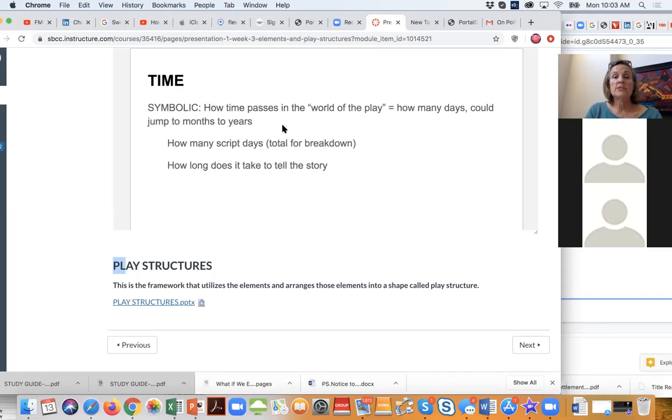How much time passes in the world of the play to tell the story, which could be years. How many script days? So even if it takes years, maybe script day number 1 is in the morning, script day number 2 is the next day, script day number 3 is 5 days later. And this will become much more important when we talk about The Tempest and other plays when we have a breakdown. And then this is: how long does it take to tell the story physically? How long are you actually sitting in the chair? Okay, does that make sense to everybody?